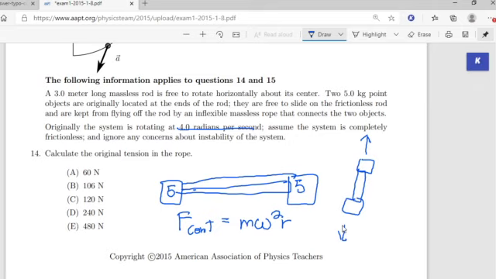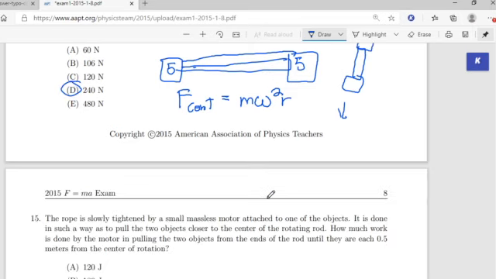And since there are two masses, then the tension would be, I guess, 2 times 5, and omega squared would just be 16. Okay, and then it's 3 meters long, so radius should just be 1.5. So that's 160 times 1.5, which is 240.